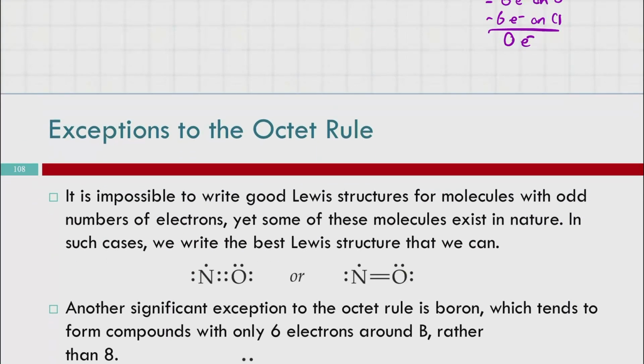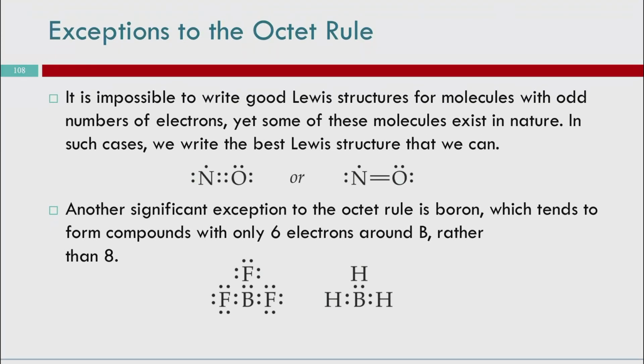There are some exceptions to the octet rule. So there's limitations to our relatively simple way of showing our bonding and figuring out bonding. It's impossible to write good Lewis structures for molecules with odd numbers of electrons because you'll end up with one having 7 and the other having 8. That's the way that odd electrons work. So for example, nitrogen double bonded to oxygen would look something like this. The nitrogen's got 4 electrons in the double bond, plus 2 more in the lone pair, plus 1 more, for a total of 7 electrons.